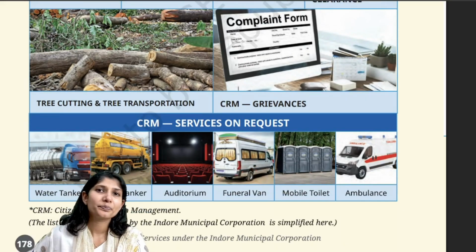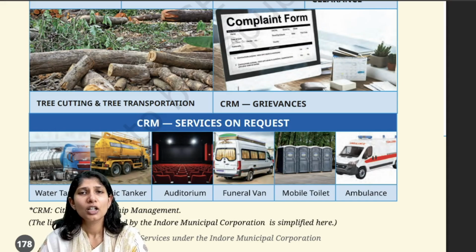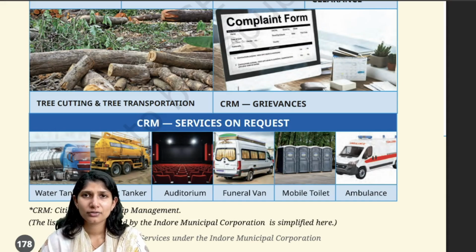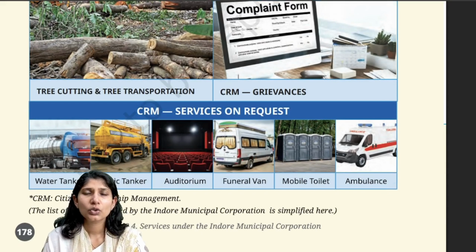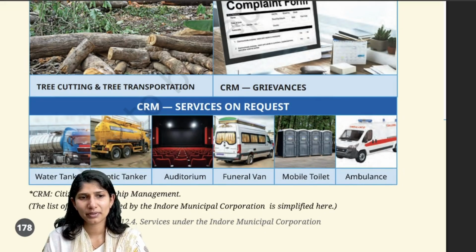In urban areas, you have to manage waste, which means you also have the concept of Swachh Bharat, today's Swachh Bharat Abhiyan. To make sure sanitation is properly managed, you also have to create mobile toilets, and you have to have ambulances. So citizen relationship management has to be there. These are all the services offered by the municipal corporation.